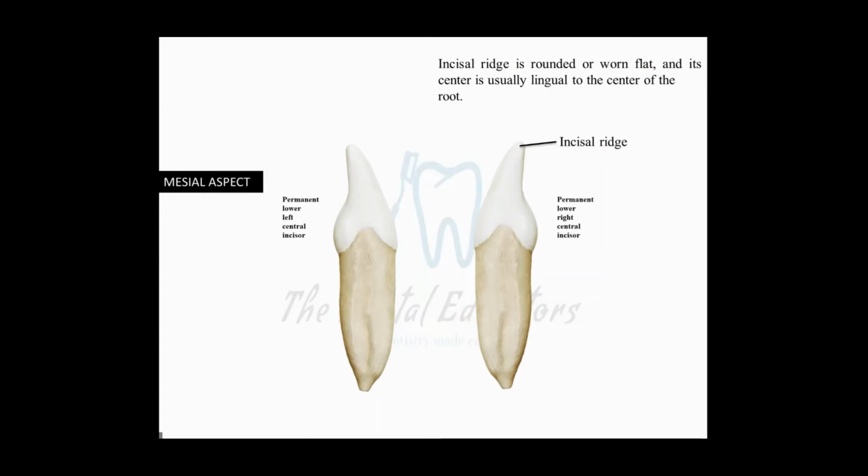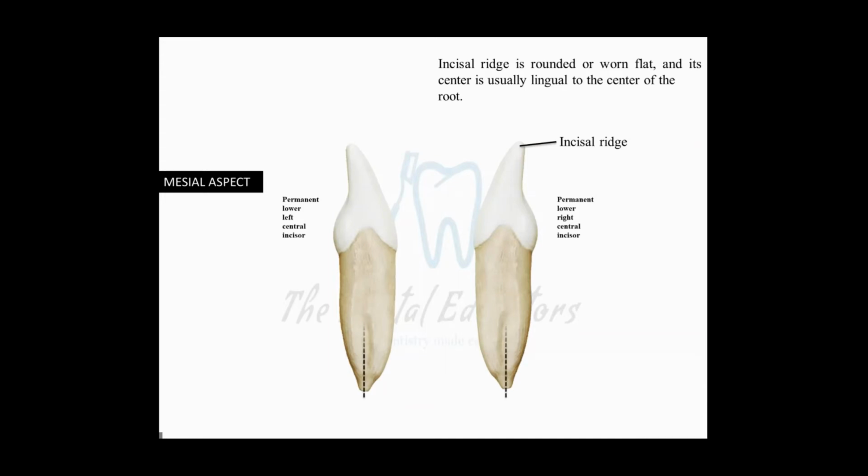Now going on to the mesial aspect of the mandibular central incisor. We see that the incisal ridges are rounded or worn off and they appear to be flat. If you appreciate the top edge area of the mandibular central incisors, they appear to be flat or worn off. Okay, they have a rounded appearance.